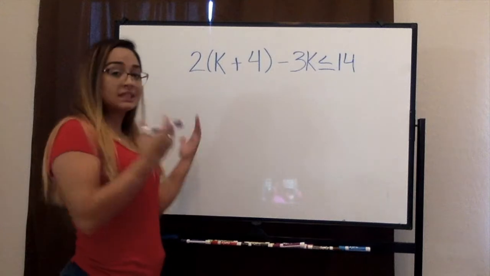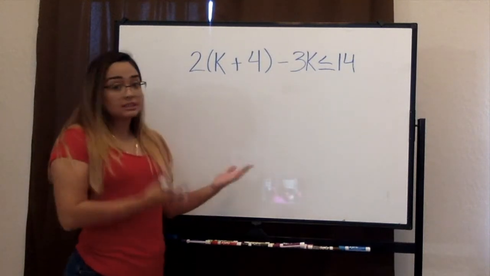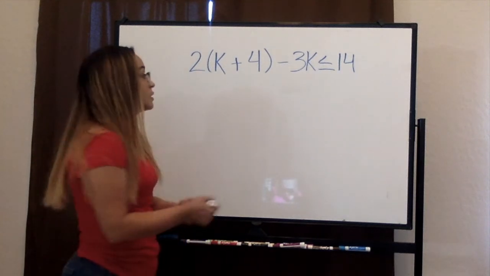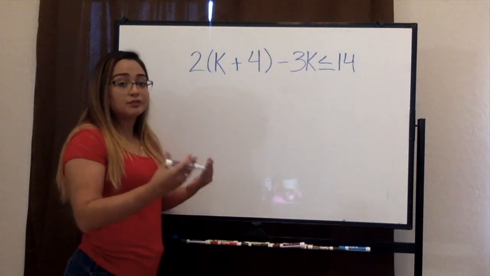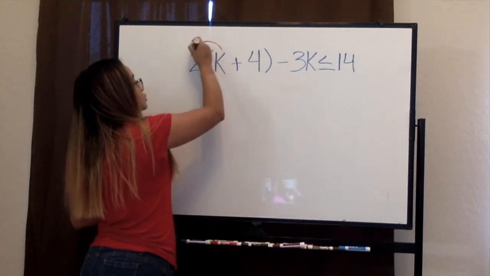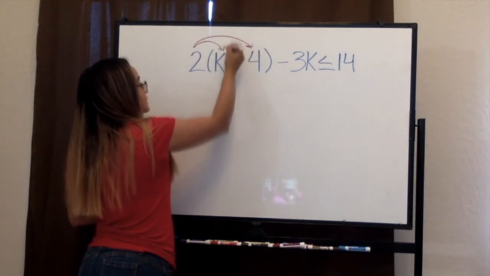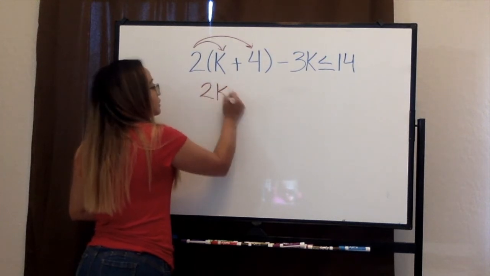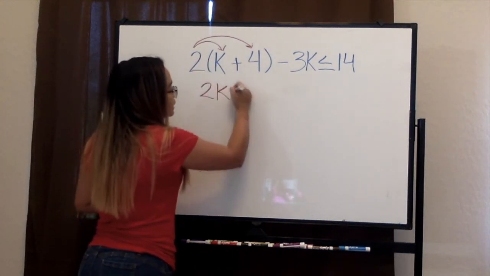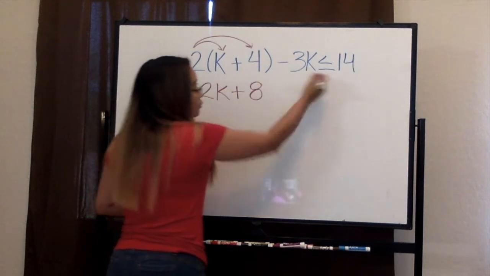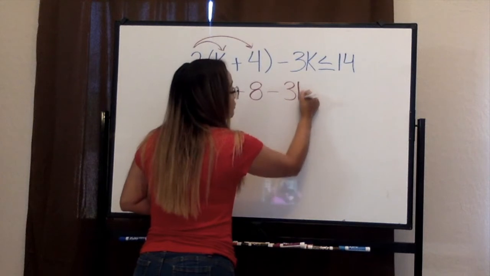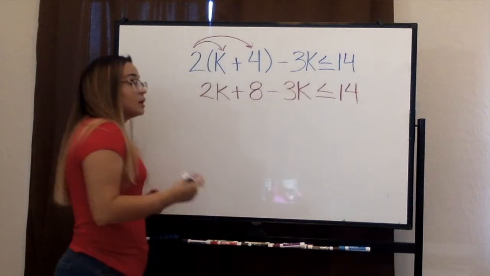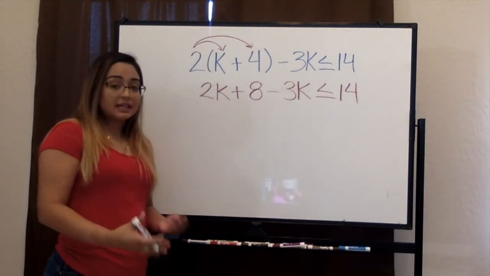Now let's go in with this example. It looks similar to the one we just went over, just different numbers. So let's follow the same steps. We're going to start off with the distributive property. We're going to start by distributing the 2 to what's inside of our parentheses. 2 times k equals 2k. 2 times positive 4 equals 8. We write the rest of our inequality down. What's next? We combine like terms.